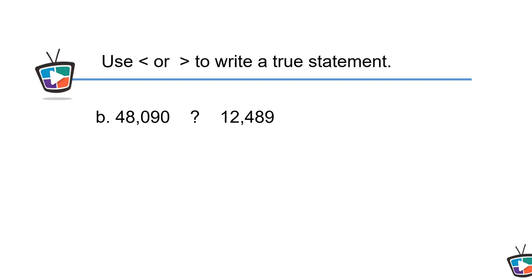These next two numbers are pretty obvious. We have 48,090 and 12,489. We already know what the smaller number is, and remember, our inequality symbol points to it. And if we read it now that we've exchanged it for our question mark, we can read this as 48,090 is greater than 12,489.